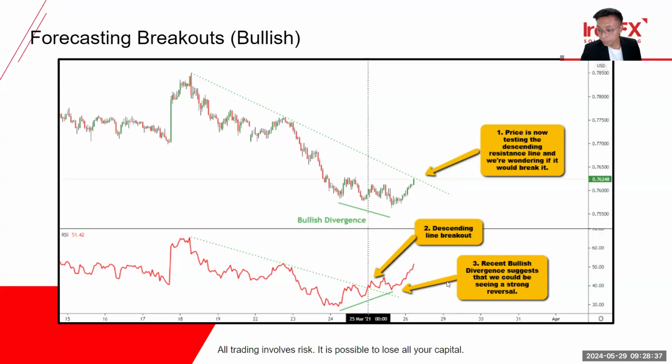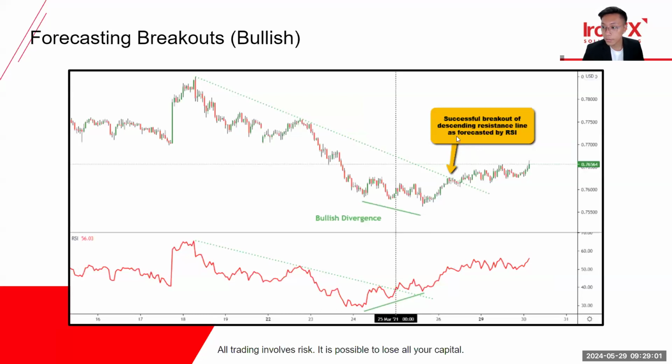We can also see that we have bullish divergence, because price is making lower lows and we have these lower highs. So recent bullish divergence suggests that we could see a strong reversal to the upside. On the next slide, we can see we have a successful breakout of the descending resistance line as forecasted by the RSI. That's why we can use RSI to forecast price movements either to the downside or to the upside.